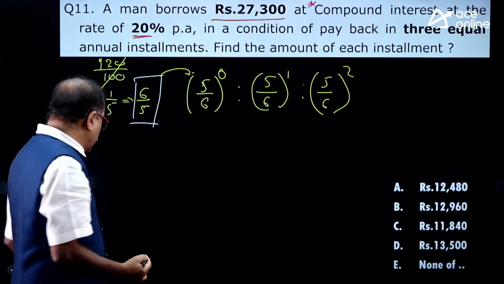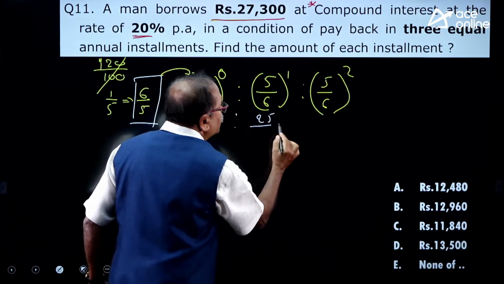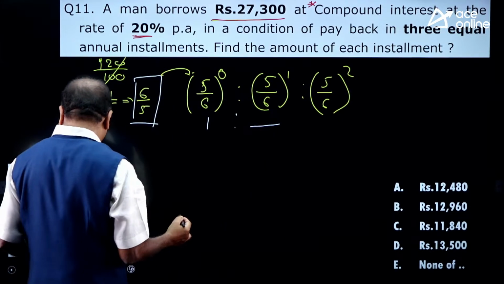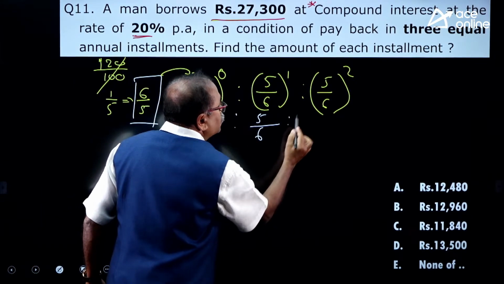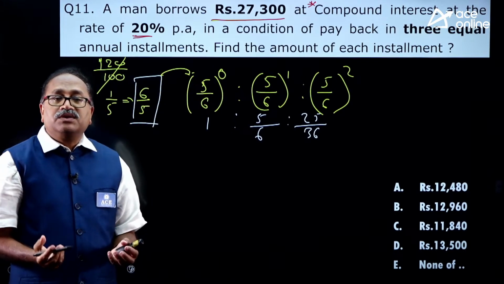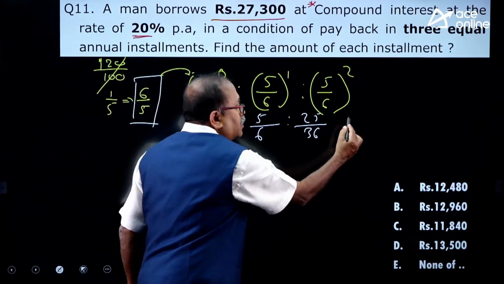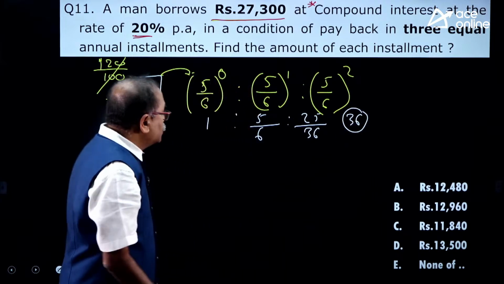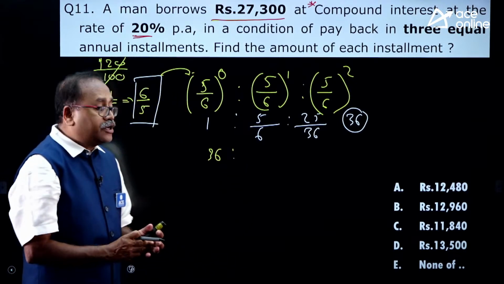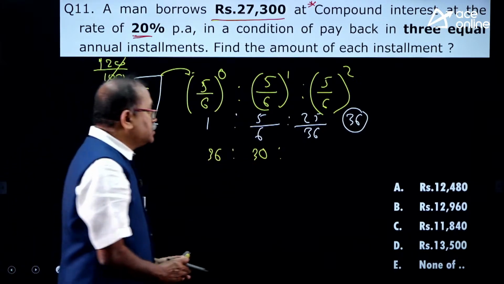Any number to the whole power 0 is 1. So this is 1 is to 5 by 6 is to 25 by 36. Now, convert this into integers. What is the LCM of 1, 6 and 36? The LCM is 36. So my first number will be 36 into 1 is 36, is to 36 into 5 by 6 is 30, is to 36 into 25 by 36, which is 25.